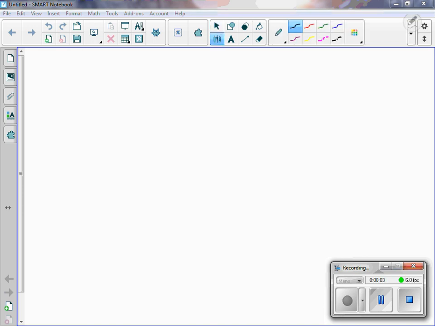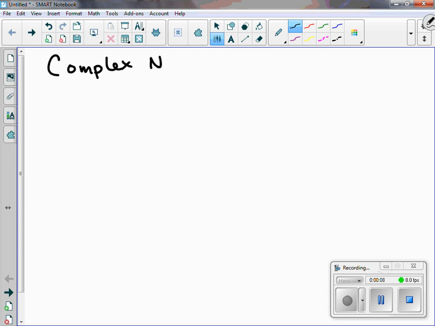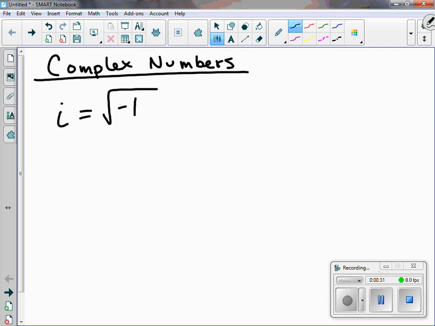Since we've been talking about roots, there is another type of root that isn't always something that most people realize, and that's dealing with complex numbers and imaginary numbers. Now, remember that an imaginary number, the i, is the square root of -1.